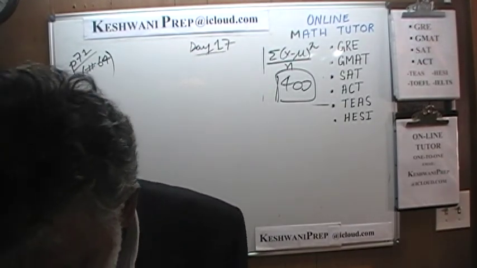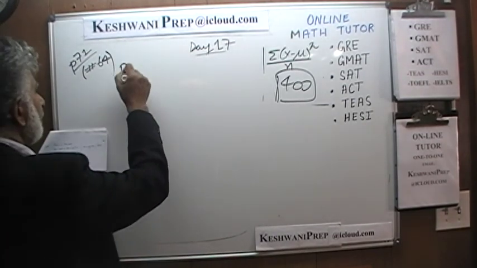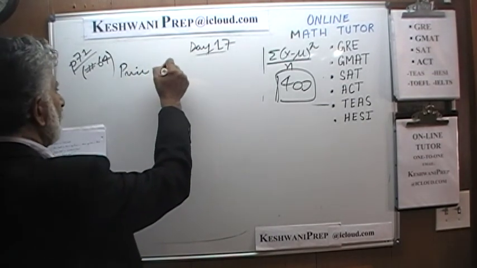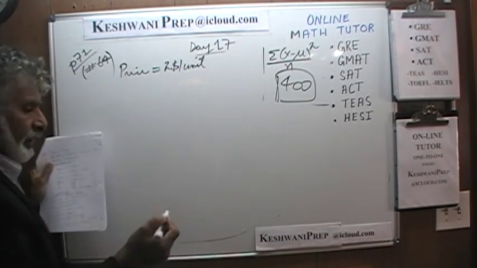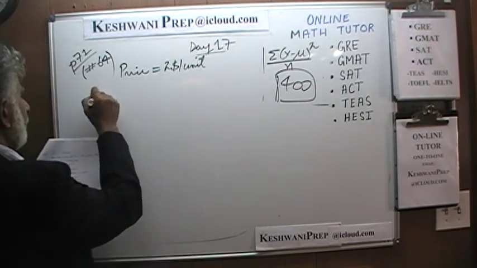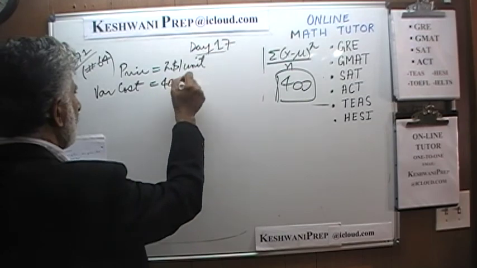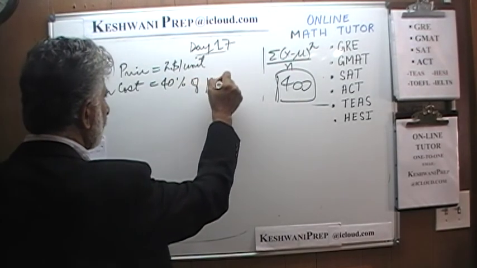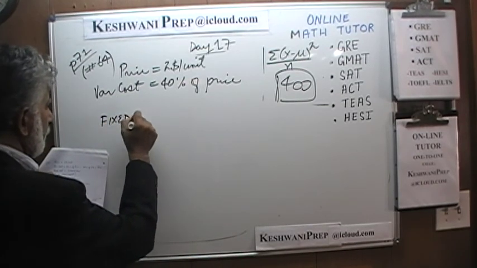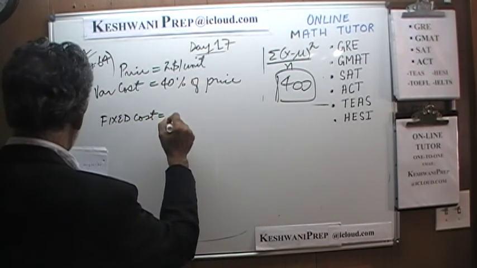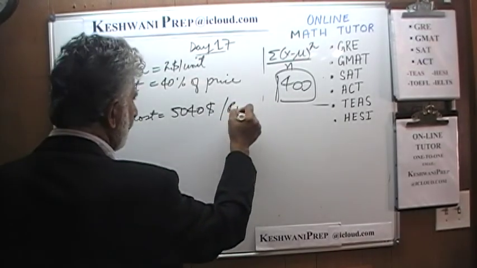64 says that we are selling something where the price is $2 per unit. I'm not going to read the entire thing to you. You read it yourself. We are told that the variable cost is 40% of price. Fixed cost, we are told, is $5,040. That's the fixed cost per run.